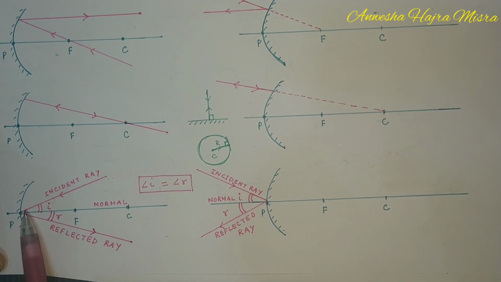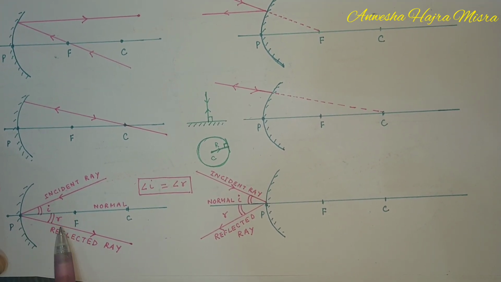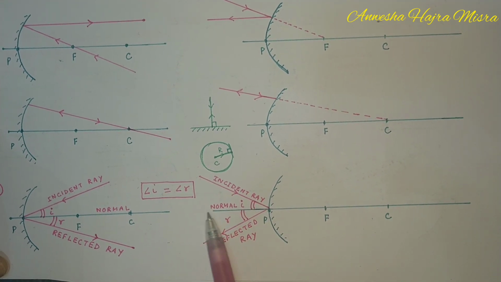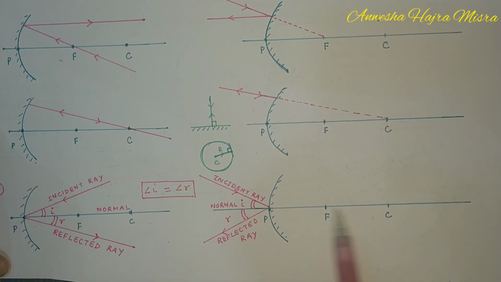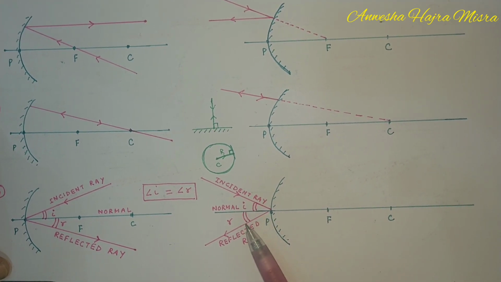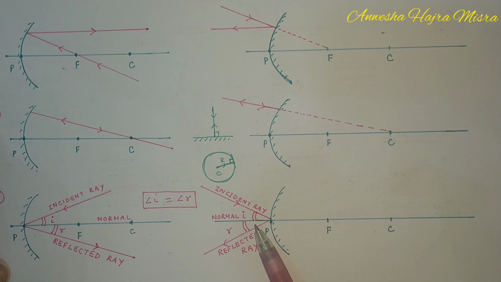Through the C goes my normal, angle I equal to angle R. Here light is falling on the mirror. This is my normal because it is passing through the center of curvature. By the laws of reflection, angle I equal to angle R. This should be done with a protractor.